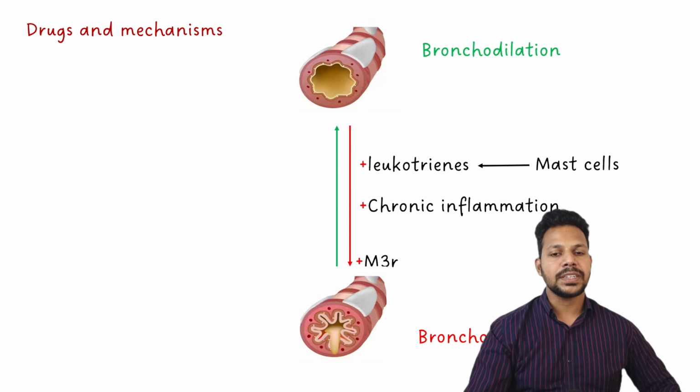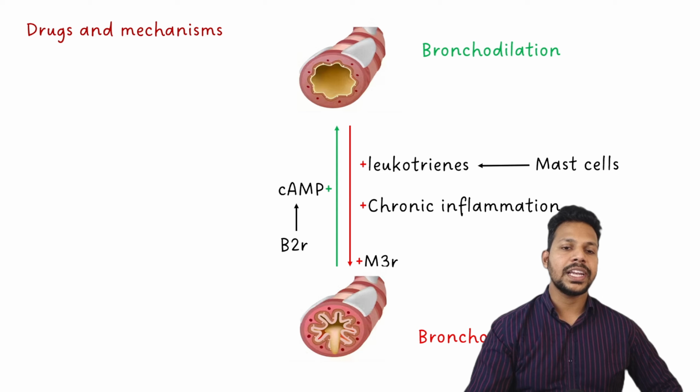Activation of M3 receptors, that is muscarinic receptors, will also result in bronchoconstriction. And activation of beta 2 receptors will result in increased levels of cyclic AMP that will result in bronchodilation. Increased levels of cyclic AMP because of activation of beta receptors will result in bronchodilation. This cyclic AMP is metabolized by phosphodiesterase enzyme.